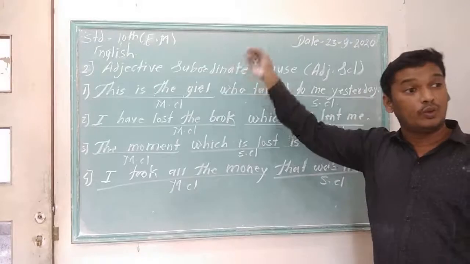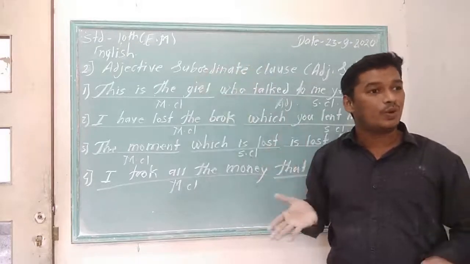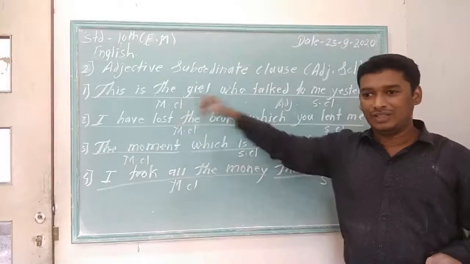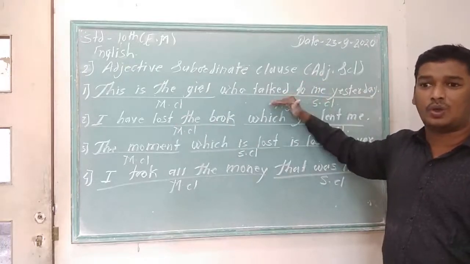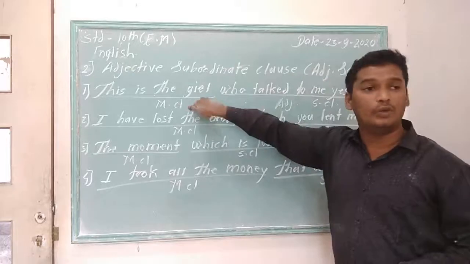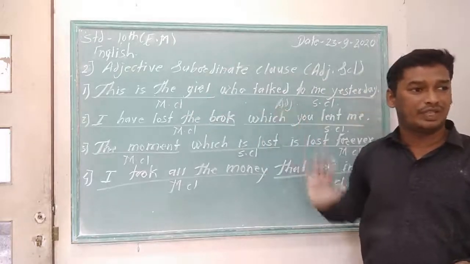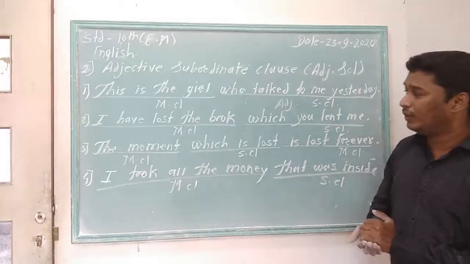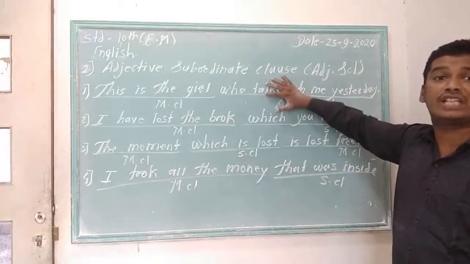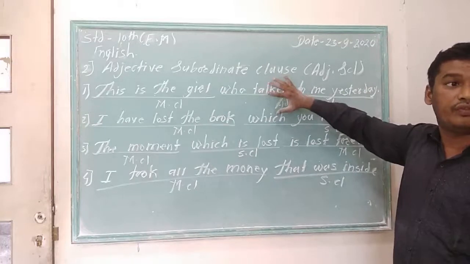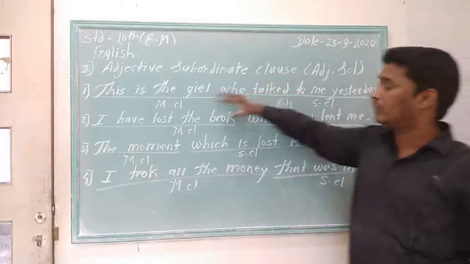This is the girl who talked to me yesterday. Who talked? That girl. Okay, this subordinate clause describes the noun in the main clause, so that is an adjective subordinate clause. If we think of the whole sentence, then this part functions as an adjective.